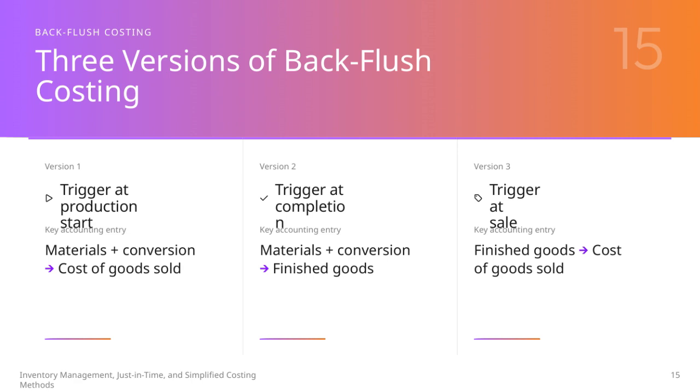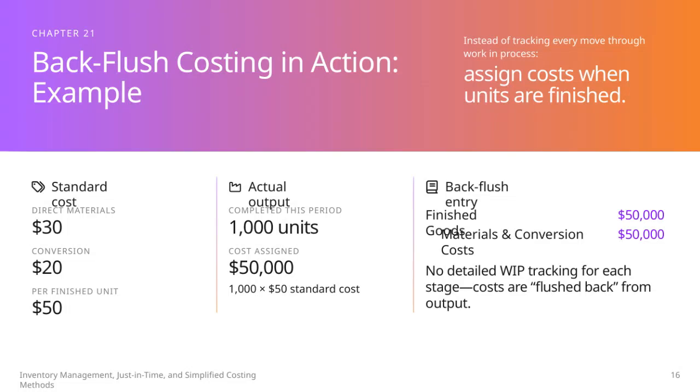Each version balances simplicity with the timing of cost recognition, supporting efficient inventory management while aligning with just-in-time principles. Understanding these differences helps in choosing the best approach for a given operational setting. In backflush costing, instead of tracking costs through each step of work in process, we assign all costs when the units are finished.